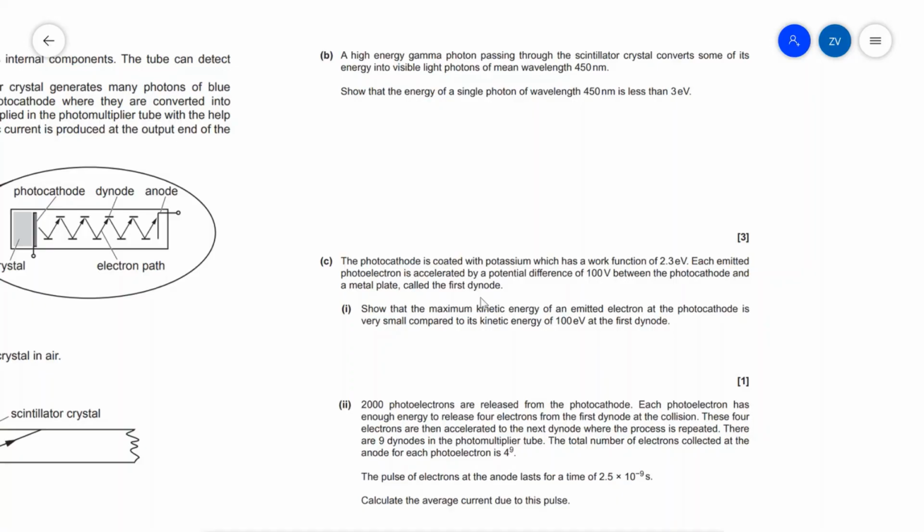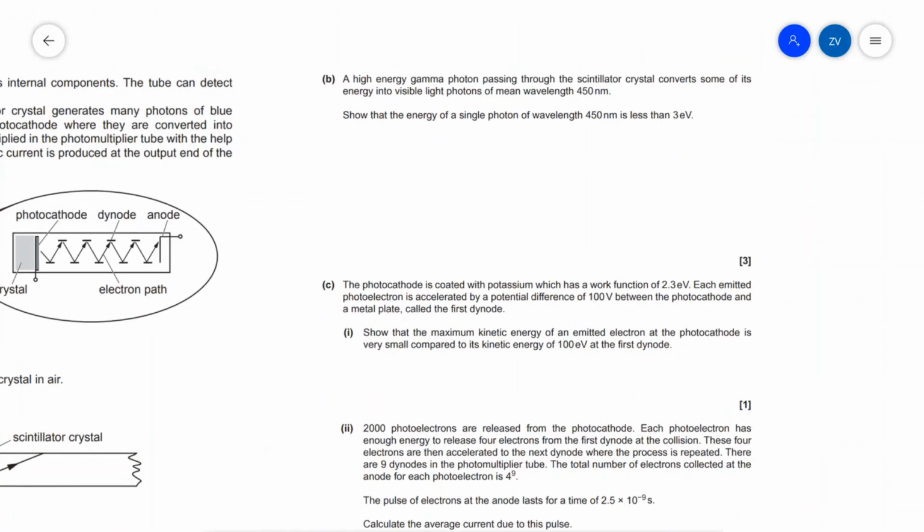Okay, so part B, high energy gamma photons passing through the scintillator crystal, converting some of its energy into visible light of wavelength 450 nanometers. Show that the energy of a single photon of wavelength 450 nanometers is less than 3 eV. So we're just going to find the energy of that photon using the good old equation that the energy is equal to hc over lambda.